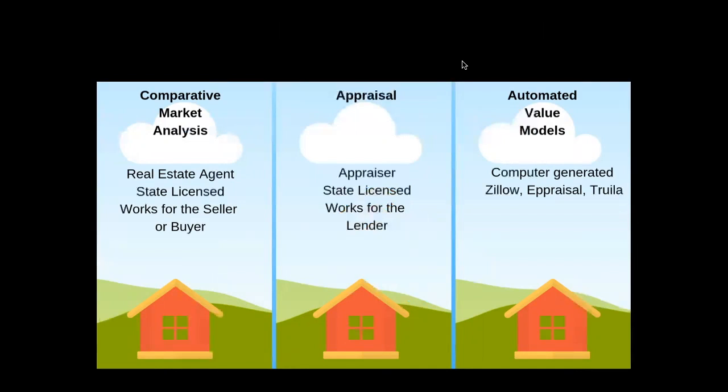A CMA is done by a licensed real estate agent, and they usually work for the buyer or the seller. The appraisal is done by a licensed state appraiser that usually works for the lender. However, the buyer or the seller will be the one paying for it. The buyer will pay for it if they're purchasing a home. The seller will pay for it if they're doing a refinance. Automated value method is when you use a computer-generated platform like Zillow, Eprosa, or Trulia.